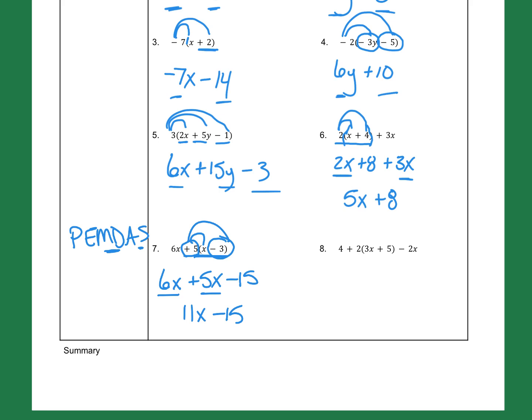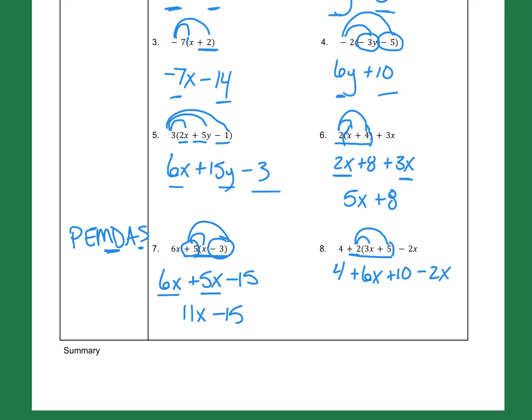Similar in number 8, where I can't do 4 plus 2 because distributive property is multiplication, and multiplying comes before adding. So I can't touch the 4 yet. That's going to stay the same. Then I'm going to do my distributive. 2 times 3x is a positive 6x. This is a positive 2 here. Positive 2 times a positive 5 is a positive 10. And then there's a parentheses, so we stop multiplying. So I have not changed that minus 2x yet, so that also stays the same.